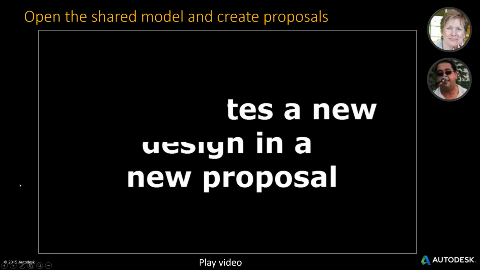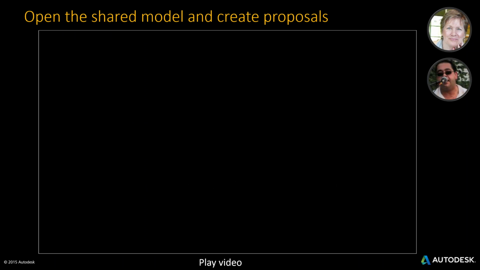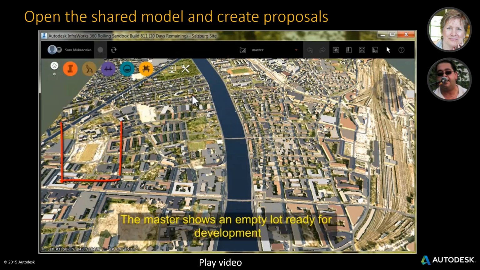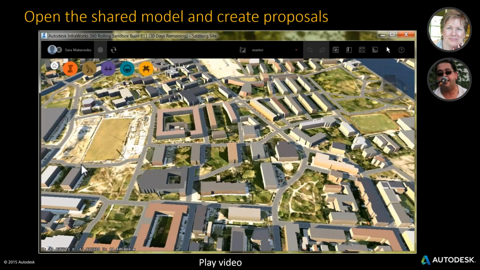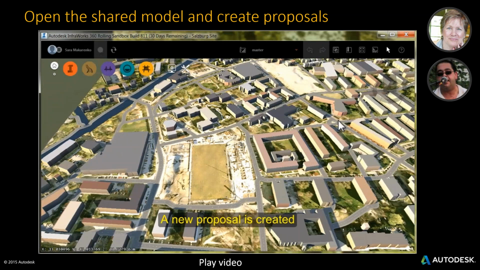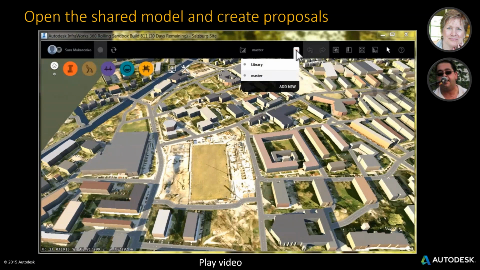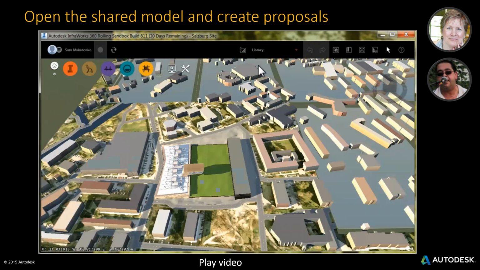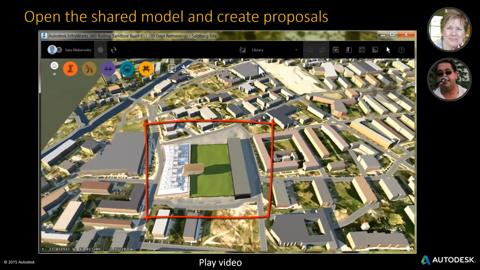So I'm going to create a new design in a new proposal. I'm in the master proposal. I have an empty lot here where I want to do a site design. I'm just bringing that into your view so you can see it. I have already prepared a proposal called Library, where I've added a design for the new library. So I'm switching to that proposal, and you can see the site design there.